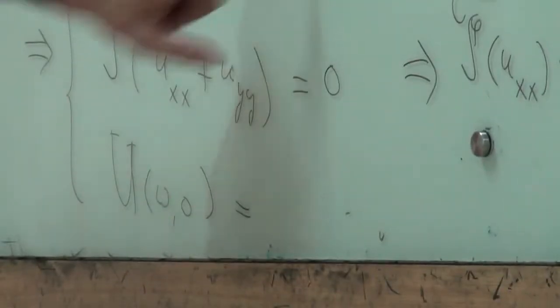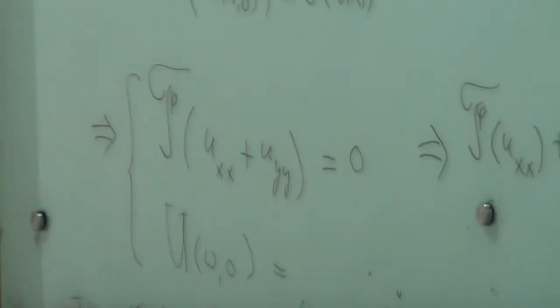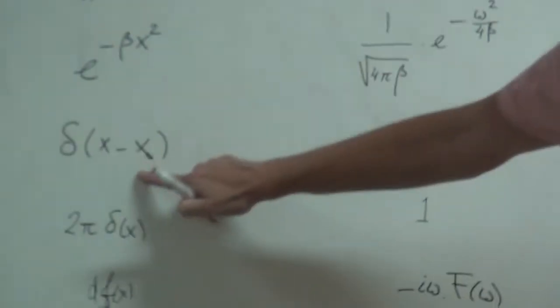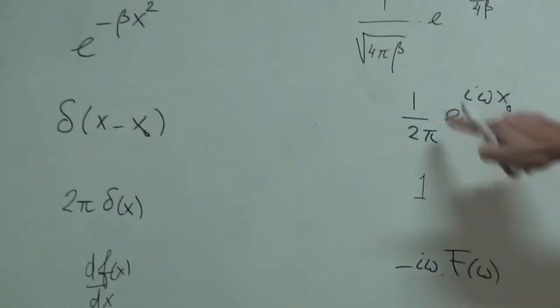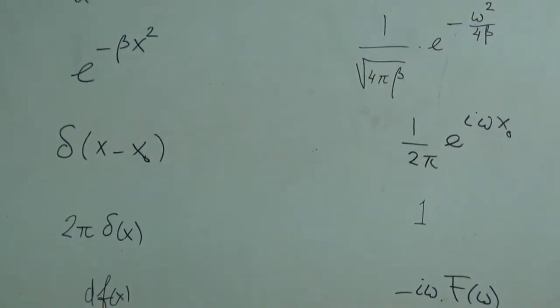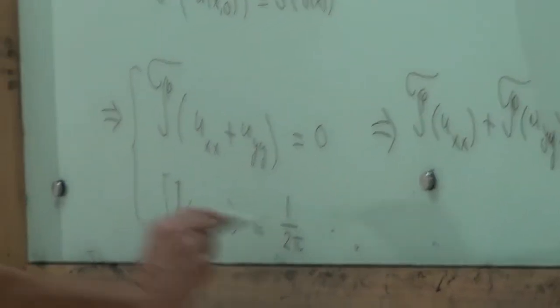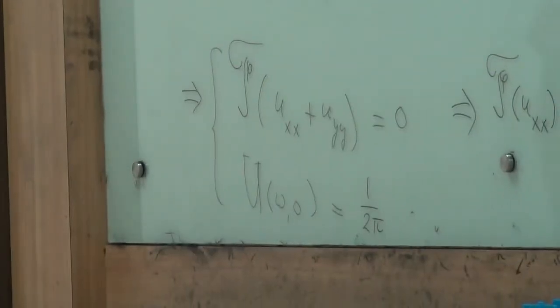And that should be equal to the Fourier transform of the delta function. Well, look at the table. The delta function is 1 over 2 pi times e to the power i omega x0. In this case, x0 is 0, so I will get 1 over 2 pi. And now I have to solve this PDE subject to this condition.